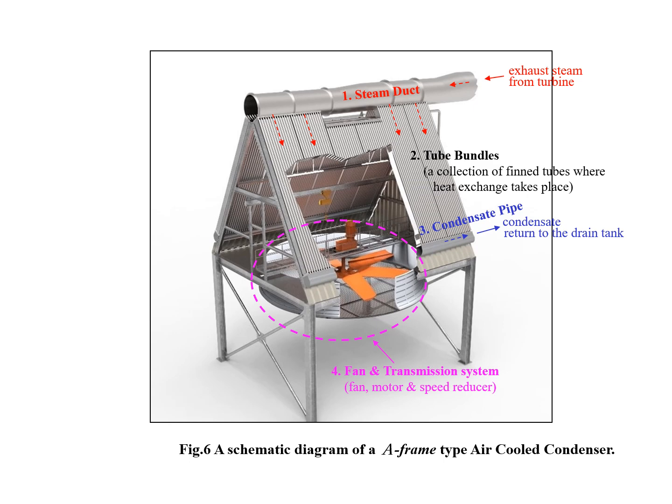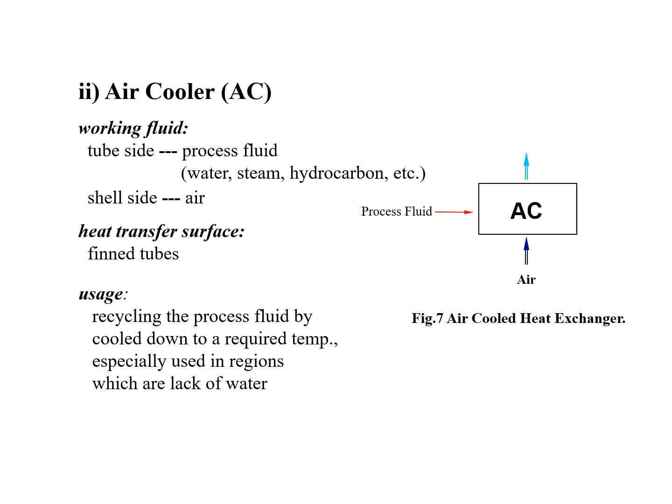4. Fan and transmission system, consists of a fan, motor, and speed reducer, generating an axial flow to force cooling air across tube bundles. 5. Support structure. Air cooler. An air cooler is a cooling system where the process fluid is cooled by ambient air.